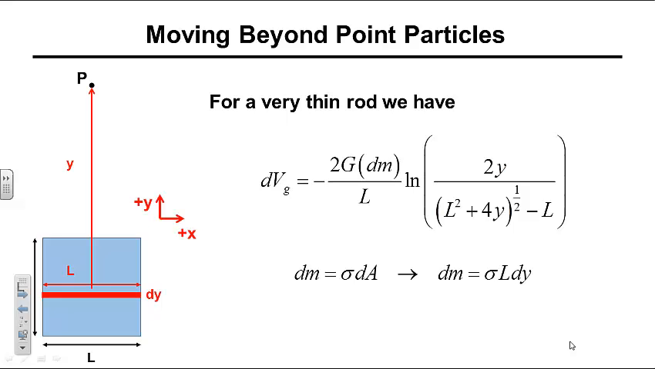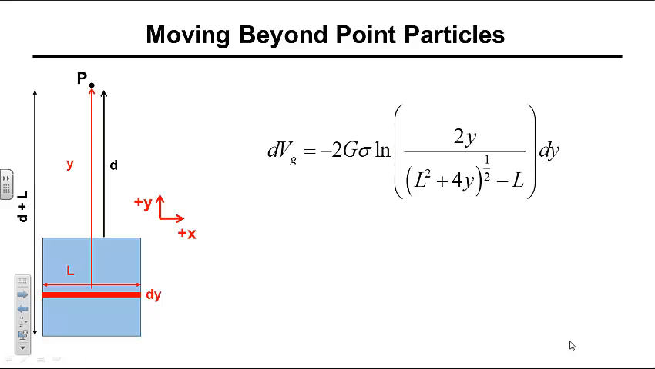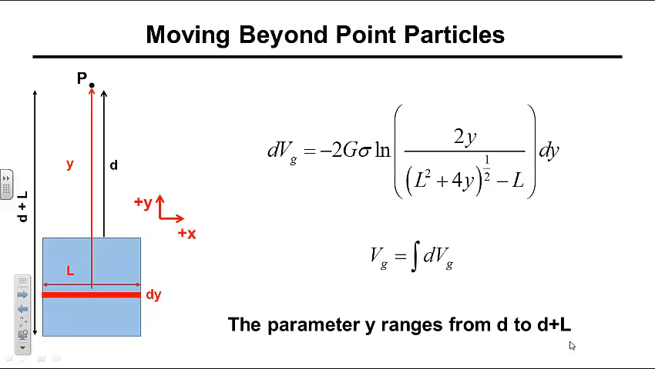We can determine the gravitational potential of the square by summing the contributions from each rod. If these rods are infinitesimally small, this summation becomes an integral. Furthermore, we see that the limits of the variable y are d and d plus L. In other words, the closest any rod in the square can be to the position P is d, and the farthest any rod in the square can be to the position P is d plus L.